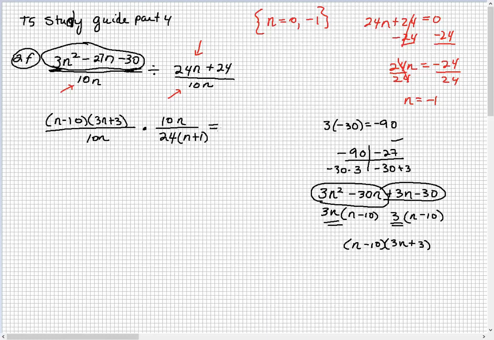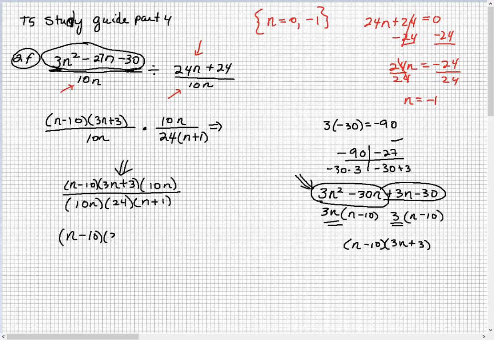All right, multiplying across. We get n minus 10, 3n plus 3. I just realized that we can factor something, sorry. I forgot to do greatest common factor on this one, but that's fine. 10n, a 24, and an n plus 1. You see this one right here? We can take out a 3. So it becomes n minus 10, 3 times n plus 1, over 10n.